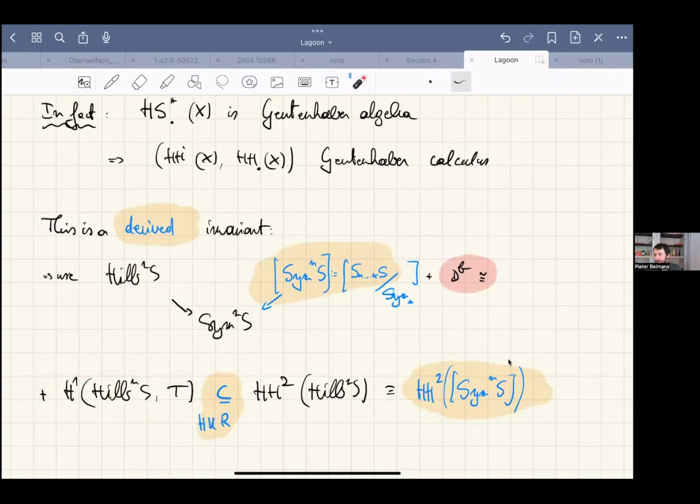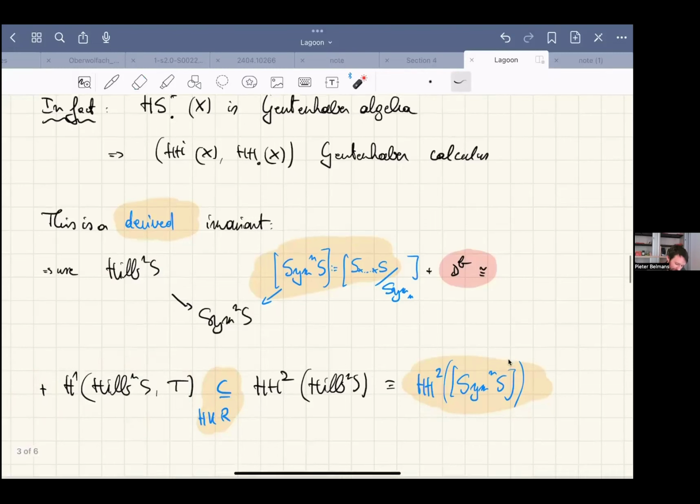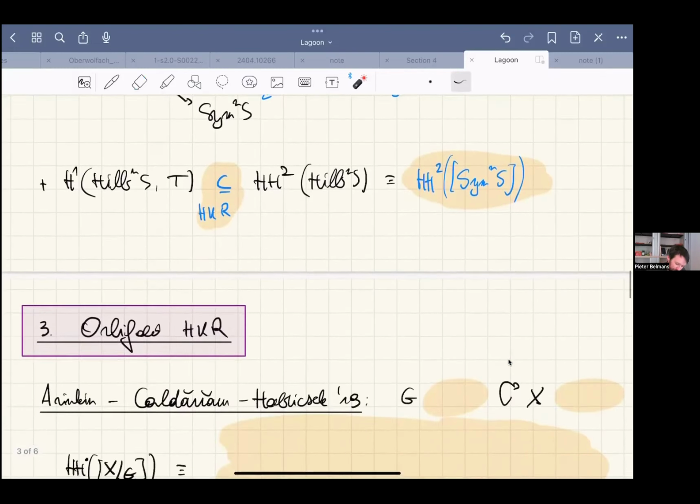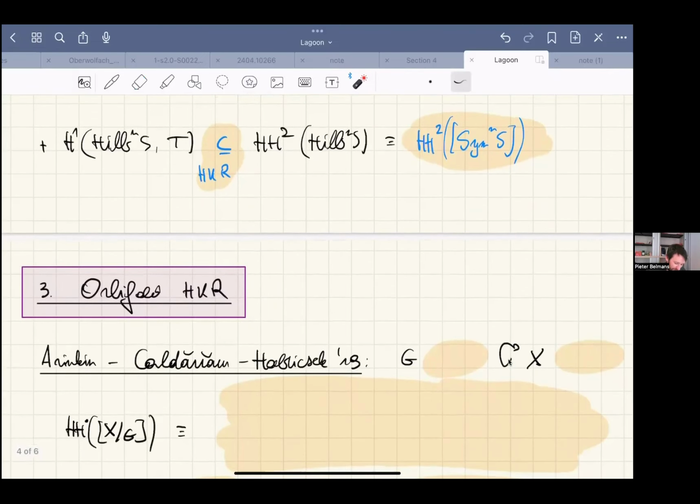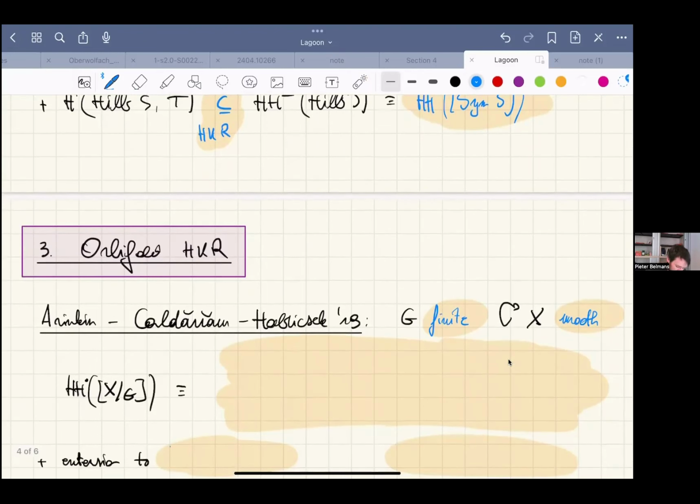And by this point, you understand that I've been Chekhov and I've been hiding my gun, and everything is now coming together because we have something called the orbifold HKR. This is a result due to Arinkin, Căldăraru, and Hablicsek. And the setup for this is we have a finite group acting on a smooth variety. It doesn't quite have to be a projective variety, but it will be in our case.